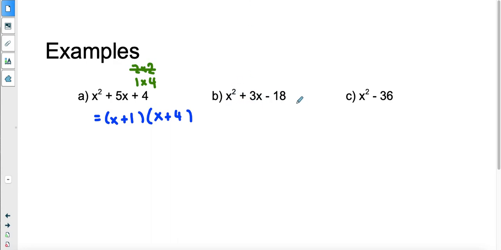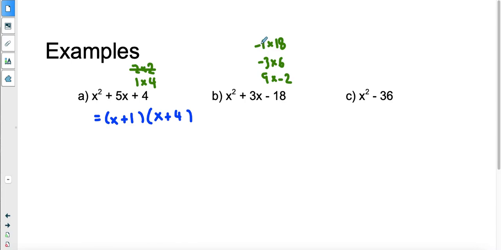Let's keep going. Next one here. X squared plus 3x minus 18. Same idea. We need two numbers that multiply to give you negative 18 and add to give you positive 3. So I'm going to do the exact same idea. I'm going to think of what two numbers can I multiply to give negative 18. Well, first of all, negative 3 times 6 will work, right? Also, 9 times negative 2 will work as well. And also, negative 1 times 18. Right? All three of these options will work.